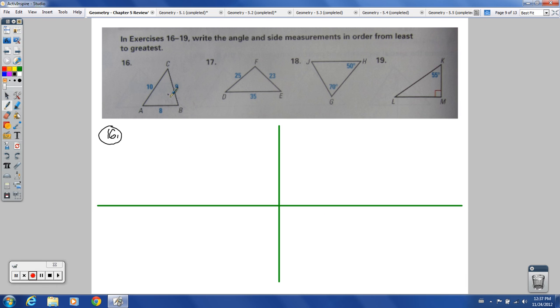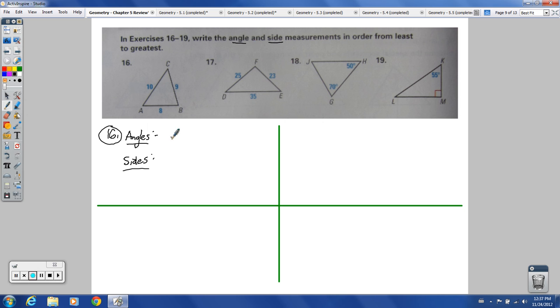I've got 16 here, angle and side measurements in order from least to greatest. So look here and look at the picture. The smaller the side, the smaller the angle across from it. So this angle C has the smallest side across from it. So I'm going to go angles first, and then the sides second. Since that's the way they list them here, I'll go angle first and then side after that.